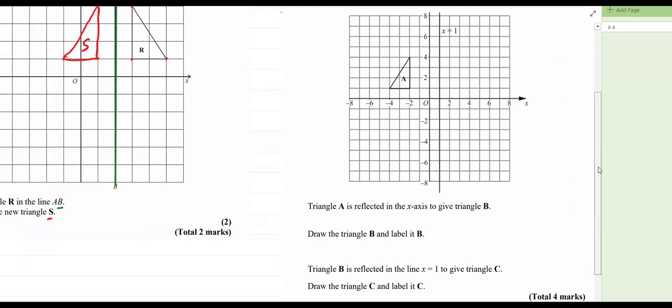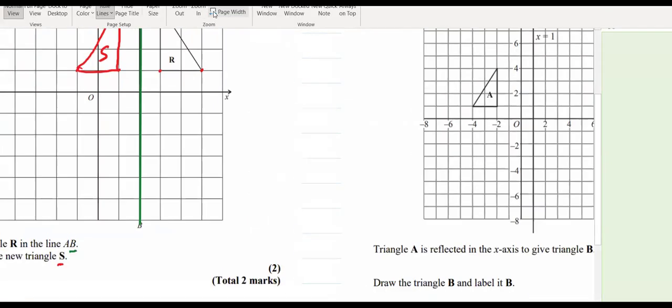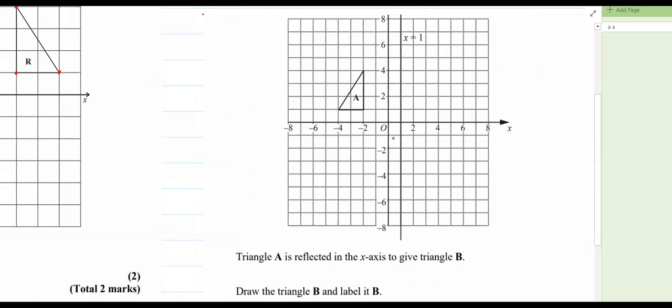Have a look here. The triangle A is given here. Let me make the view slightly bigger so it will be more clear for everyone. You can see this is triangle A. Triangle A is reflected in the x-axis to give the triangle B. Like we will reflect this in the x-axis. This is the x-axis clearly. Draw the triangle and label it B. Reflect this triangle in the x-axis. Meaning the x-axis is your mirror line now. And label the new triangle as P.